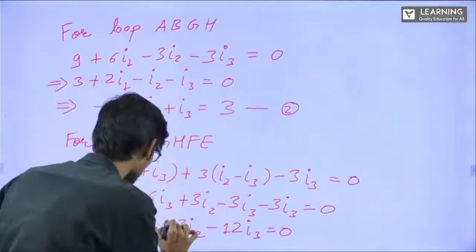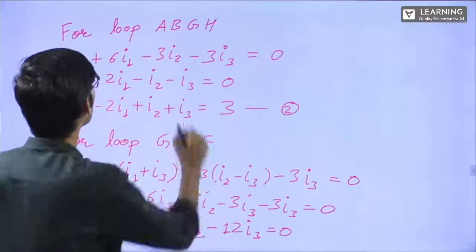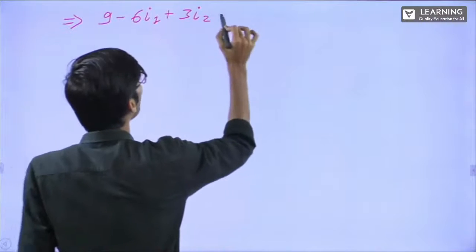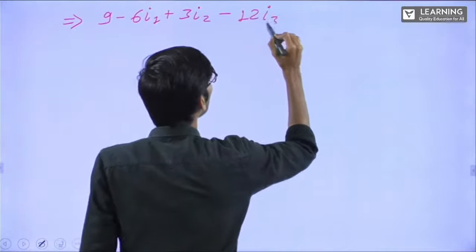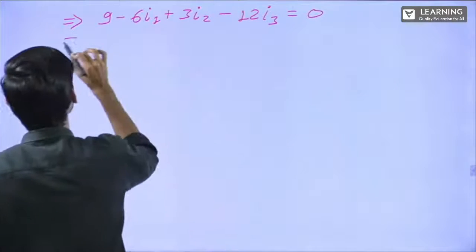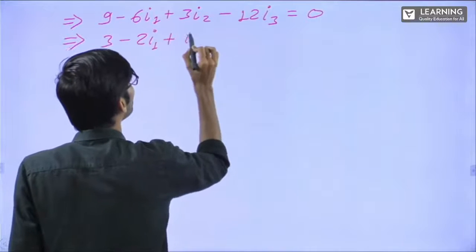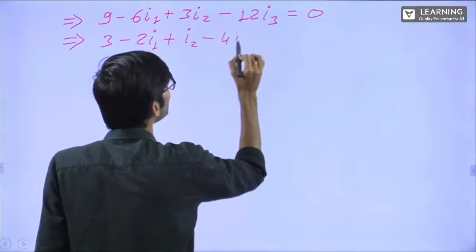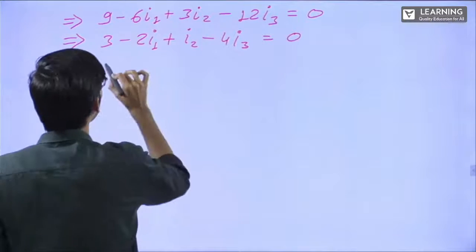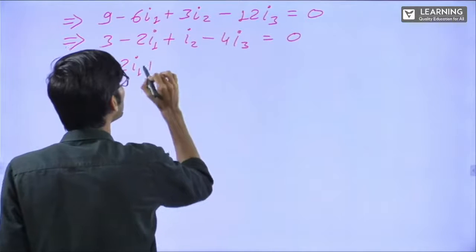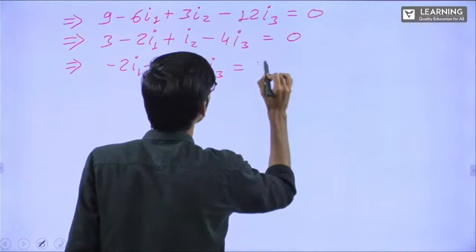This is plus 3 I2. See, a mistake could have happened. Plus 3 I2 minus 12 I3 is equal to 0. Dividing the entire thing by 3, 3 minus 2 I1 plus I2 minus 4 I3 is equal to 0. From here, I can write minus 2 I1 plus I2 minus 4 I3 is equal to 3.